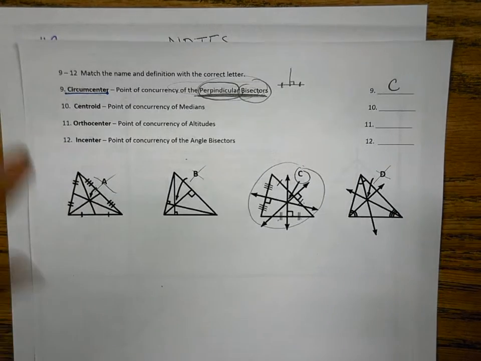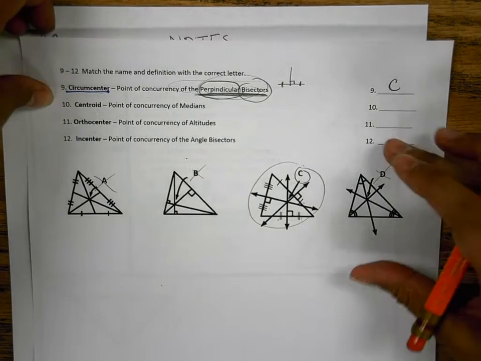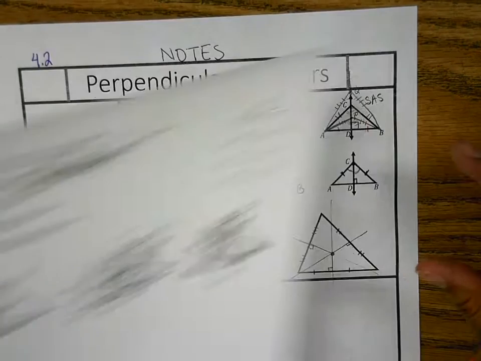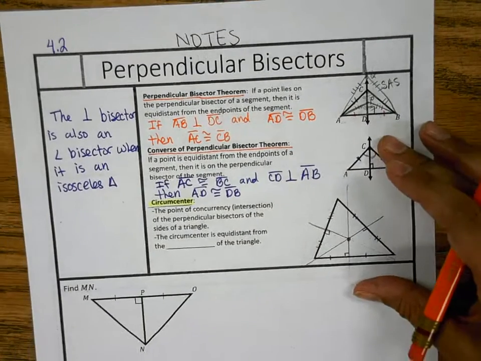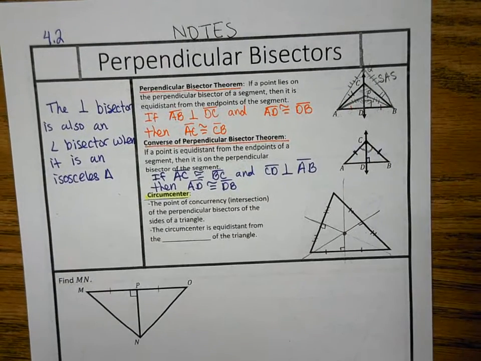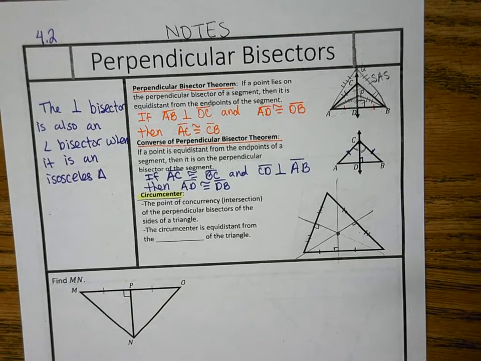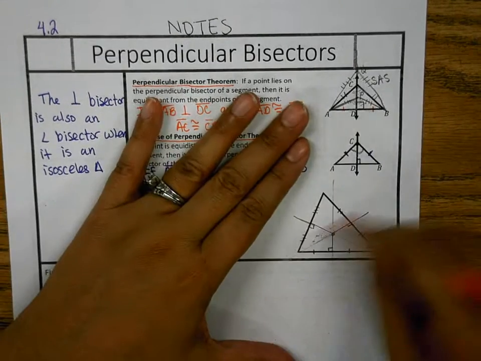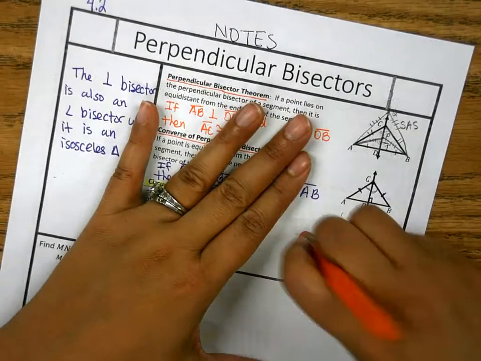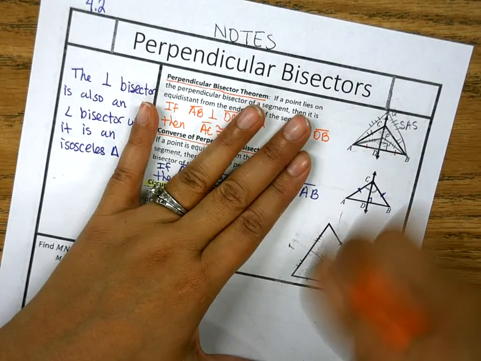All right, we'll talk more about this as we go throughout the week, as we cover each one. So if you're a little nervous on it, don't get too nervous. We will go over this a little more. Okay. Back to our notes. The circumcenter is equidistant from the blank of the triangle.